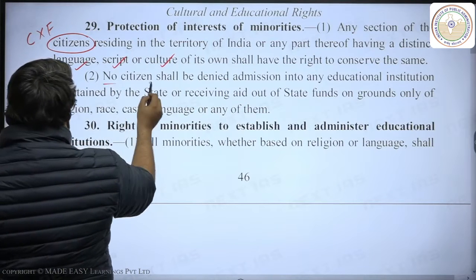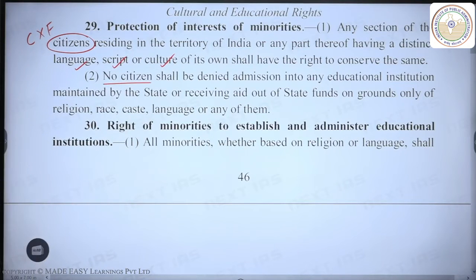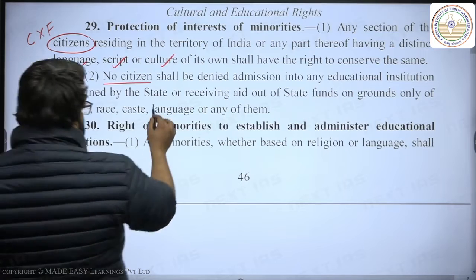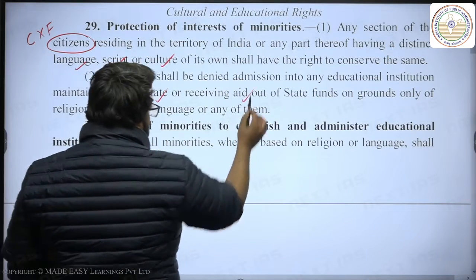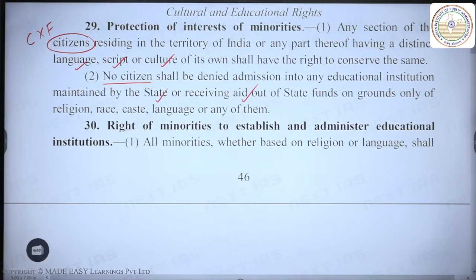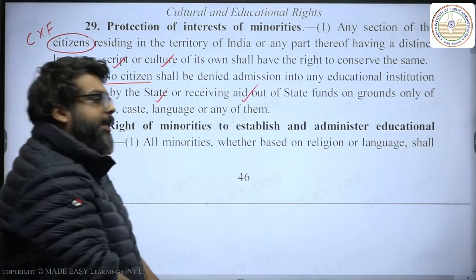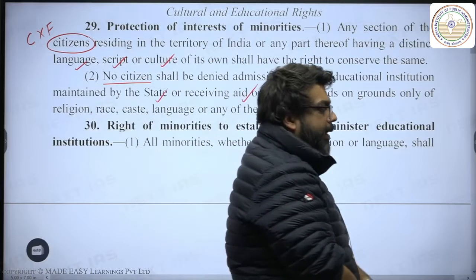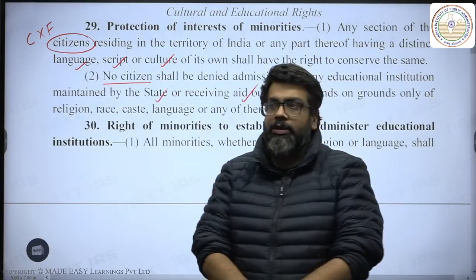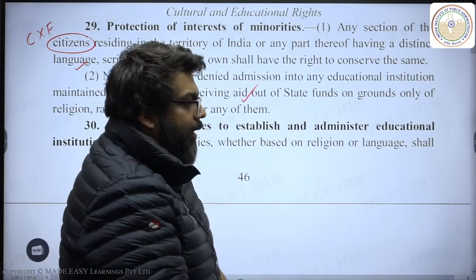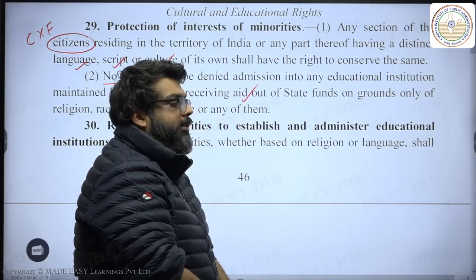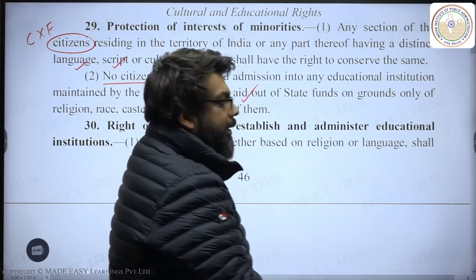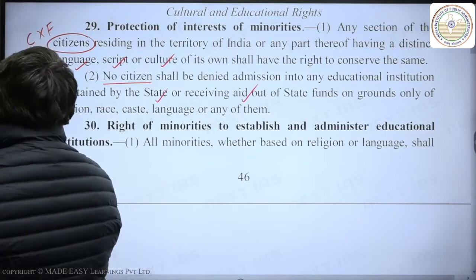No citizen, again a right only available for citizens, shall be denied admission into any education institution maintained by the state or receiving aid out of state funds on grounds only of religion, race, caste, language, or any one of them. A simple article which basically explains to you that this is exactly why Hindus can study at the Aligarh Muslim University and Muslims can study at the Banaras Hindu University. Hindus can also study at the Jamia Millia University in Delhi.